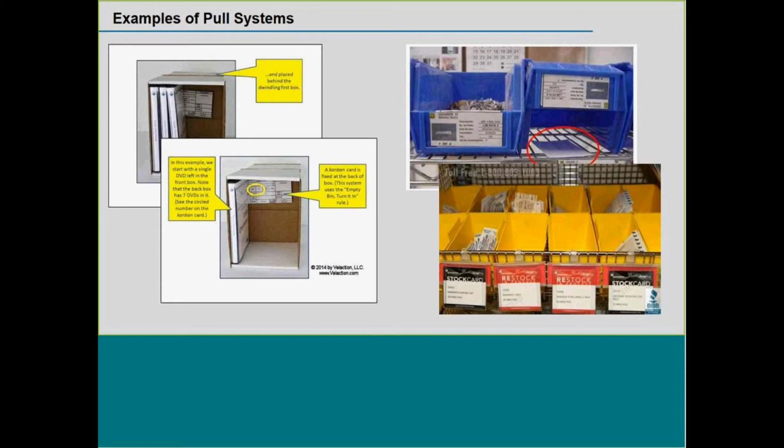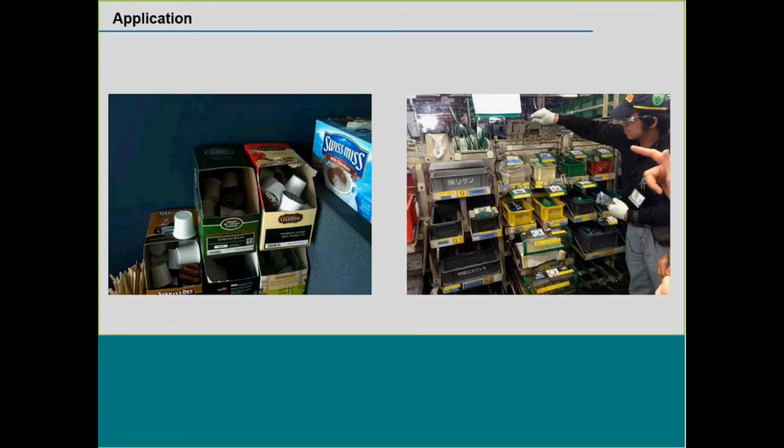Here's just another picture or example of a Kanban card sitting on a shelf indicating that it's time to order more of these particular types of parts. Here's a great example of a Kanban that we might be able to use in our workplace, right? Whenever we're running low on K-Cups over by the coffee machine, we can throw a Kanban card in there and say, hey, it's time to order more Donut Shop K-Cups.